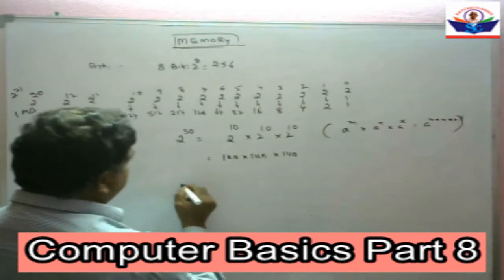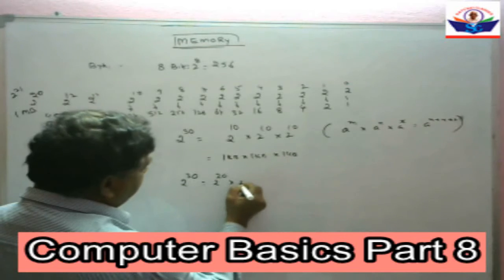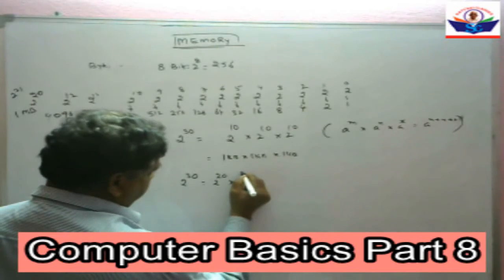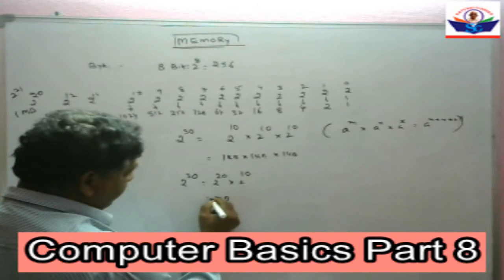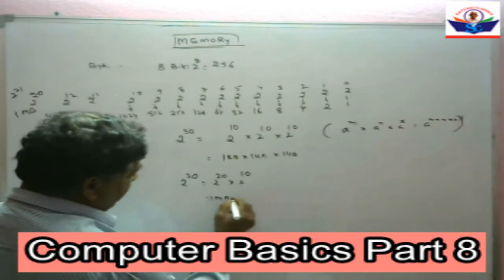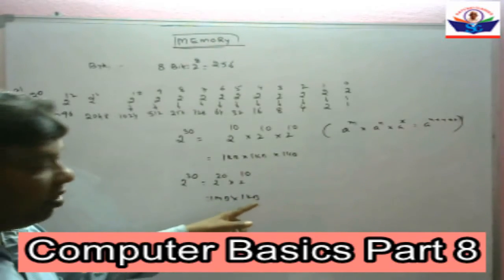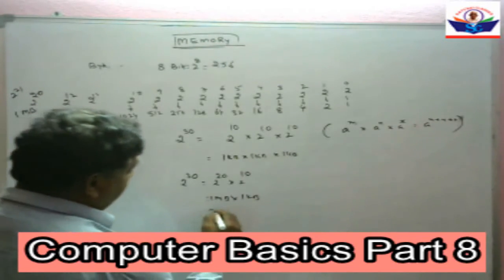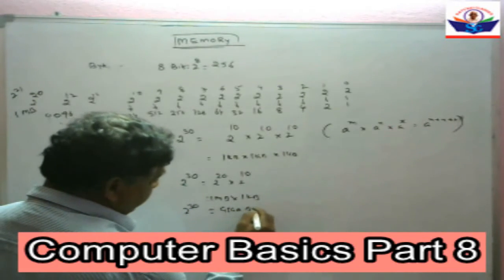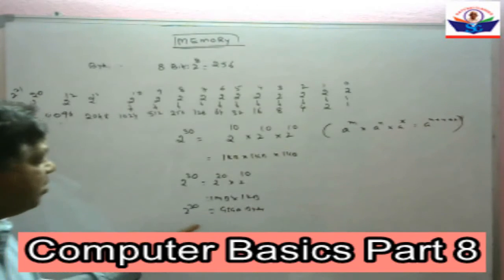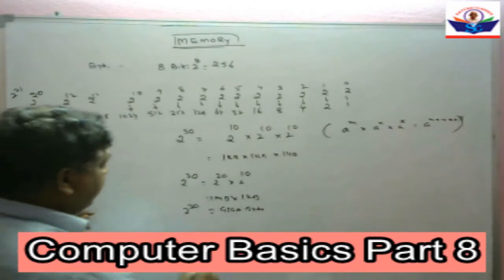This can also be written as 2 to the power of 20 into 2 to the power of 10. 2 to the power of 20 is 1 megabyte. So 1 megabyte into 1 kilobyte is called a gigabyte. 2 to the power of 30 is called 1 gigabyte.